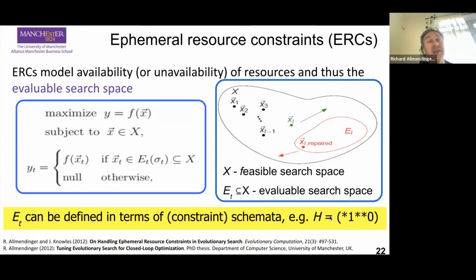So this space ET, we defined this using what we call a schema, and then we say only solutions that fall within the schema are evaluable. In that particular case, we have a problem with 5 decision variables, and we say only solutions that have a 1 in the second decision variable and a 0 in the 5th decision variable can be evaluated. The asterisk indicates that we don't care whether these 3 variables are 0 or 1. Again, this is a problem no one looked at back then, which was 2012.